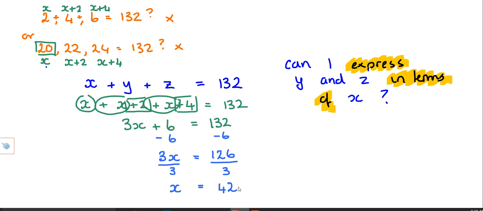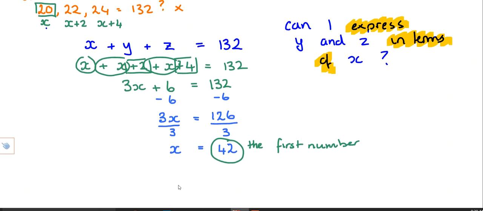Now, we've got to check that we answer the question. Because the question says, what are the numbers? So, what is x? 42. But what is 42? 42 is the smallest integer. But out of the three numbers, x was the first one. So this is the first number. So my three consecutive numbers will then be 42, 44.